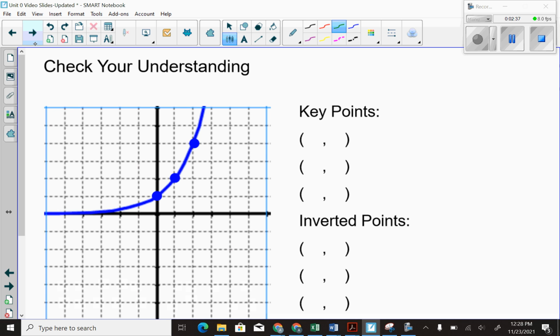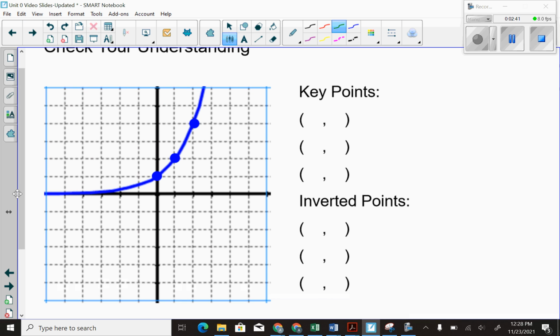So here's the next example. I want you to identify your key points and then say what your inverted points would be. Some of those key points: (0, 1), (1, 2), (4, 4). When we invert them, we would have (1, 0), (2, 1), and (4, 4). They would share this point.